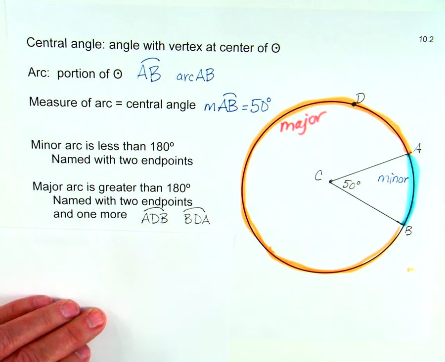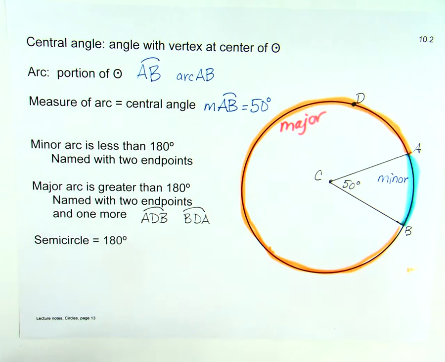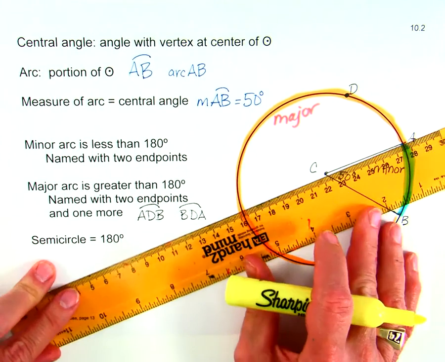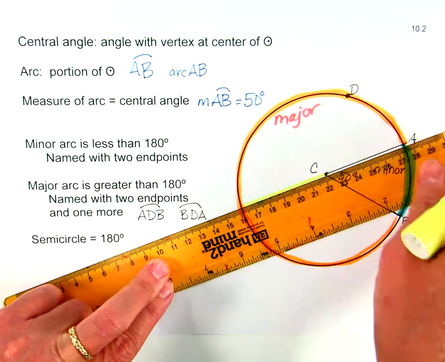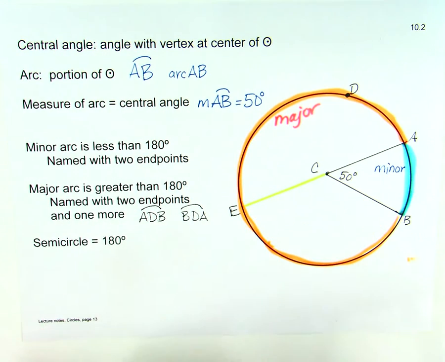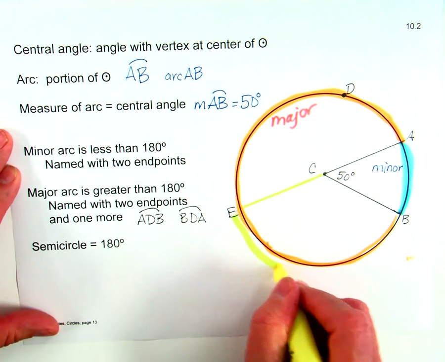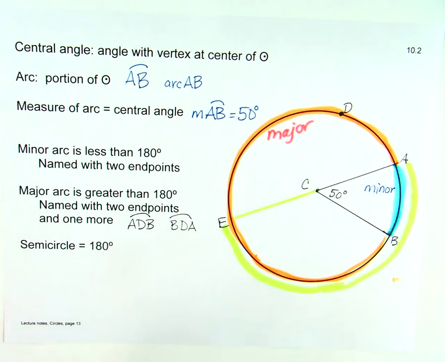And so you might be saying to yourself, she did less than 180, she did more than 180. I wonder what it is if it's exactly 180. A 180 degrees arc is a semicircle. What that would look like would be like this. Of course, since it's halfway, the ends are the diameter. So the semicircle then would come around this way. That's the semicircle.